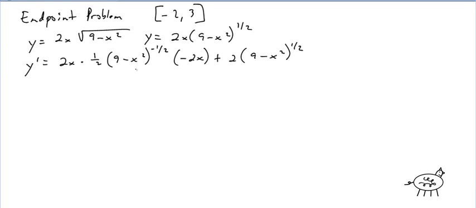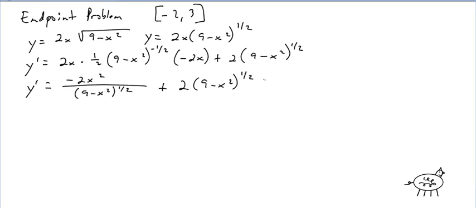All right, let's put some stuff together here, get rid of the negative exponents. I get y prime is equal to -2x squared over (9 minus x squared) to the 1/2, plus 2 times (9 minus x squared) to the 1/2. All right, and of course we want to put them together, get a common denominator, which is (9 minus x squared) to the 1/2. So I'm going to multiply this guy by (9 minus x squared) to the 1/2 over (9 minus x squared) to the 1/2.